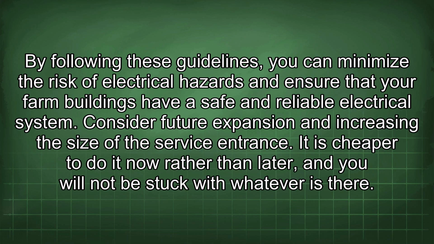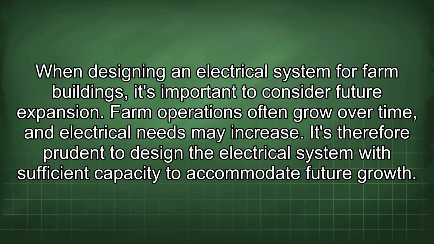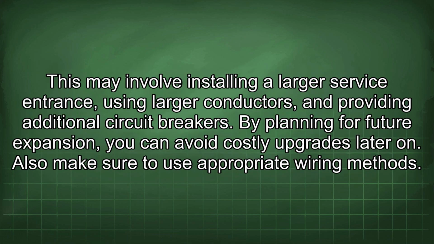Consider future expansion and increasing the size of the service entrance. It is cheaper to do it now rather than later, and you will not be stuck with whatever is there. When designing an electrical system for farm buildings, it's important to consider future expansion. Farm operations often grow over time, and electrical needs may increase. It's therefore prudent to design the electrical system with sufficient capacity to accommodate future growth. This may involve installing a larger service entrance, using larger conductors, and providing additional circuit breakers. By planning for future expansion, you can avoid costly upgrades later on.